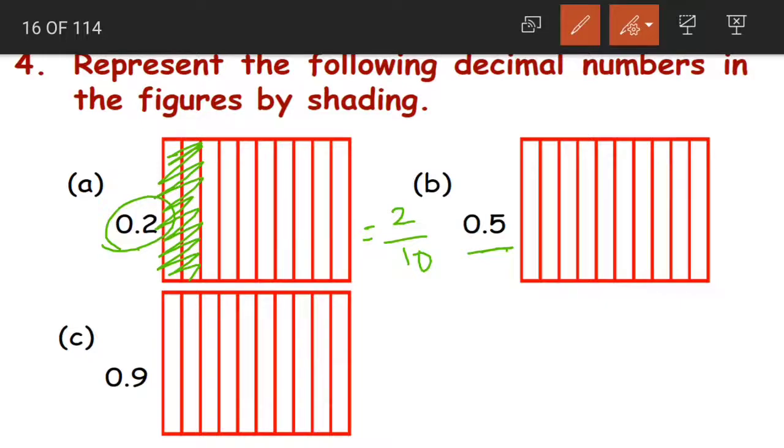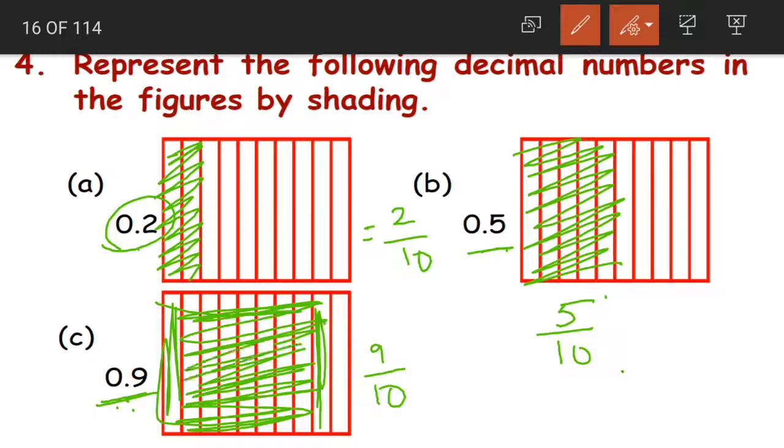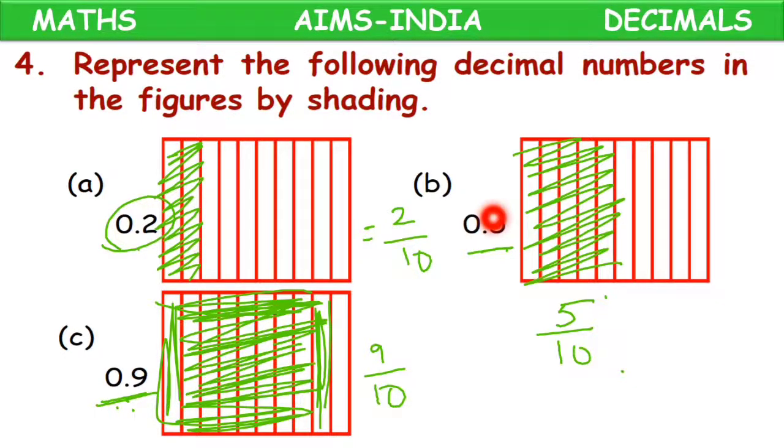Yes, next we have 0.5. 0.5 means 5 by 10. That means we have to shade 5 parts out of the given 10 parts. Next, lastly we have 0.9. It means 9 by 10. 9 by 10 means we have to shade 9 parts out of the given 10 equal parts. So this is how we represent the given shaded forms in the form of decimals and also represent the following decimal numbers in the figures by shading.